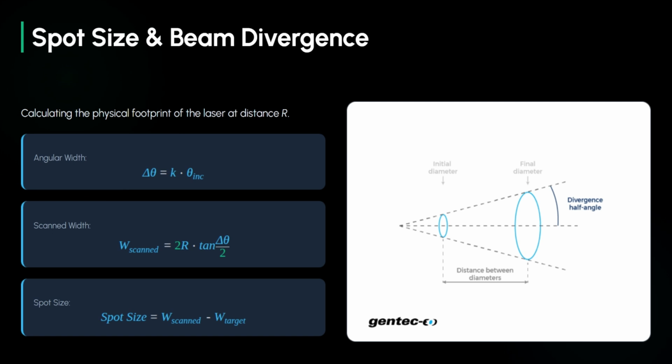1. We placed a target with a known width of 75 millimeters. 2. We counted how many laser beams, K, hit this target. 3. This is where angular resolution is vital. We multiplied the hit count, K, by the angular resolution, theta, 0.2 degrees, to get the total scanning angle. 4. Using trigonometry, specifically 2 times distance times tangent of half the angle, we calculated the total scanned width. 5. Finally, we subtracted the physical target width, 75 millimeters, from this scanned width. The remainder is the spot size.